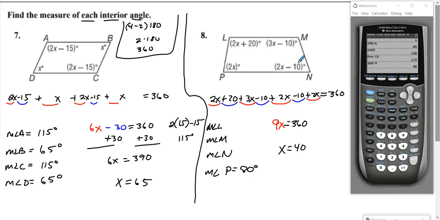Okay, let's try N. 2 times 40 is 80. 80 minus 10 is 70 degrees. Okay, let's go up to the next one here. 3 times 40 would be 120. Minus 10 would be 110. And the last one, 2 times 40 is 80. 80 plus 20 is 100. Okay, so there is answer 7 and 8.